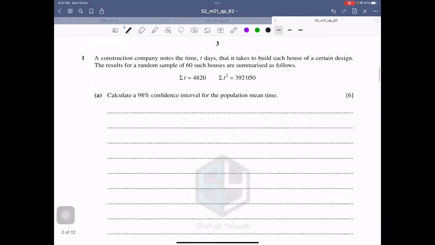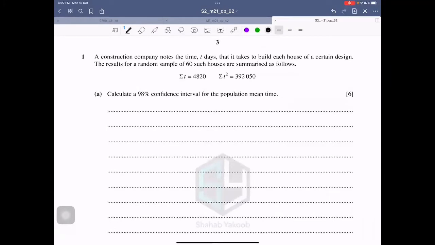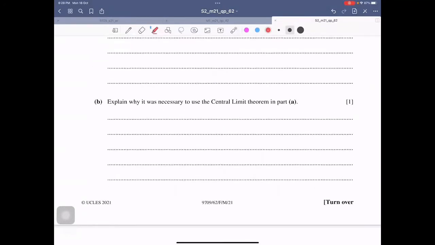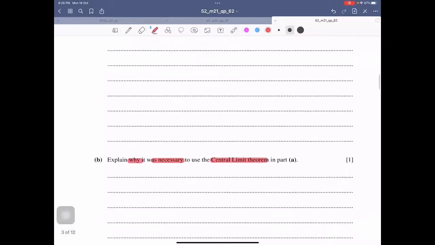This question says, a construction company, 3 days it takes to build each house of a certain design. So the results for a random sample of 60 such houses are summarized below. Calculate a 98% confidence interval for the population mean time. That is the first part. Explain why it was necessary to use CLT, central limit theorem, in part A.